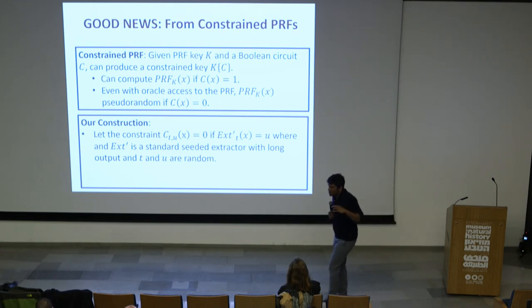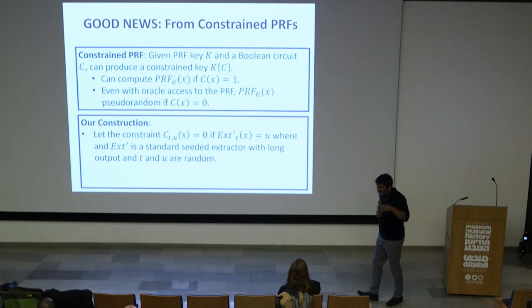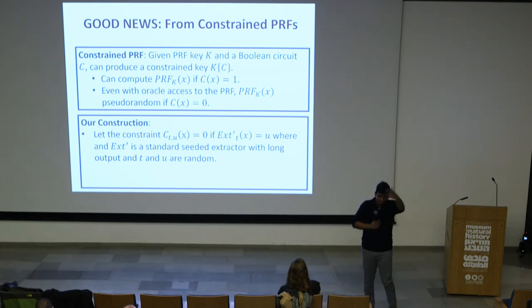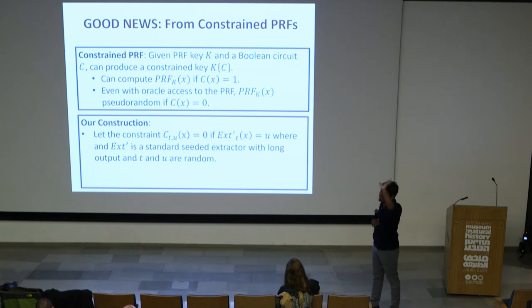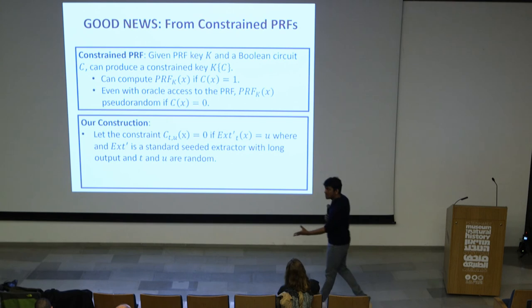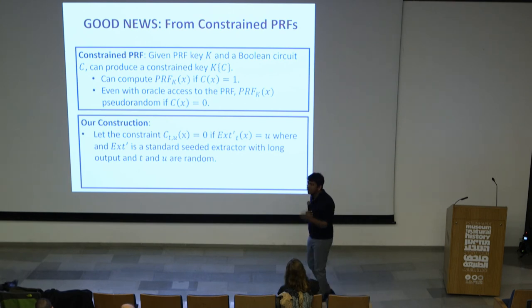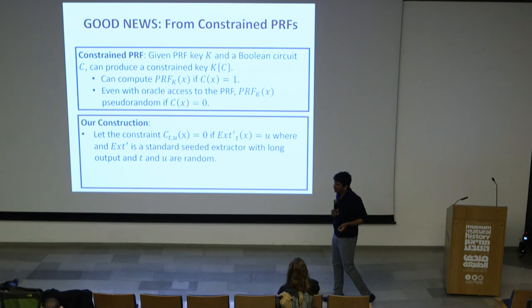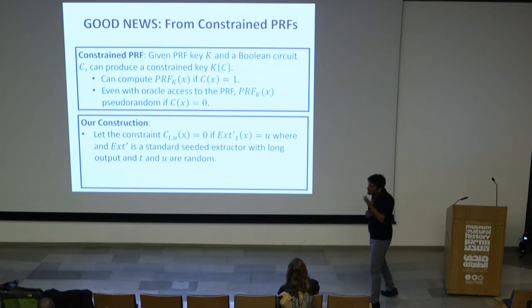In other words, what I want to do is set the seed of the extractor to be a version of the PRF key, a version that is nearly as good as a PRF key almost everywhere, but not exactly, right? It's not exactly the PRF key. In other words, even given this constrained key, there is something that remains hidden, which is exactly the constrained PRF. That's the motivation for going to this more interesting construction.